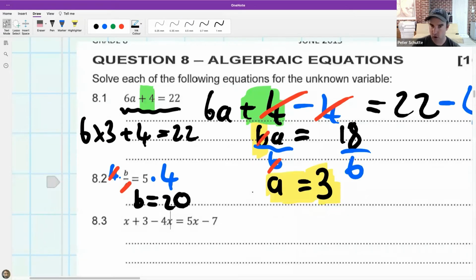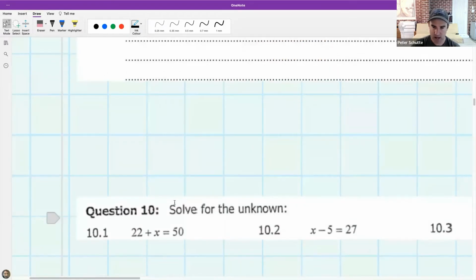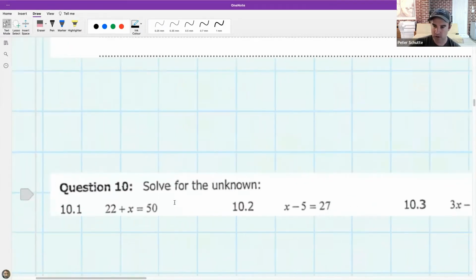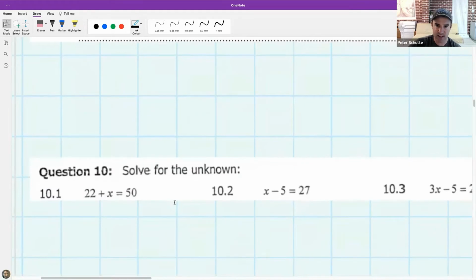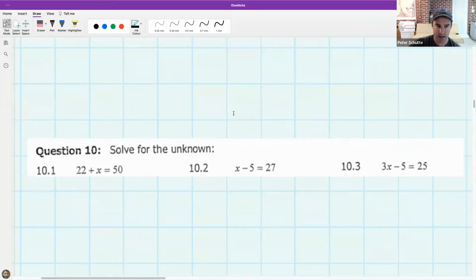So all I think we need, I'm not going to do 8.3 yet. We'll come back to that. I want to practice another one like this. Okay, so let's do another one like this. In fact, let's do these 3 questions. And after we've done these 3, we're going to take a break.